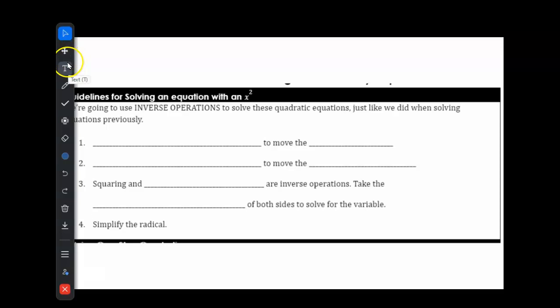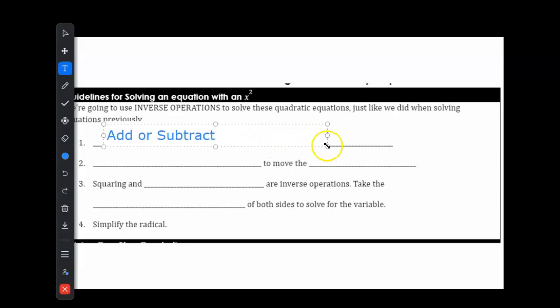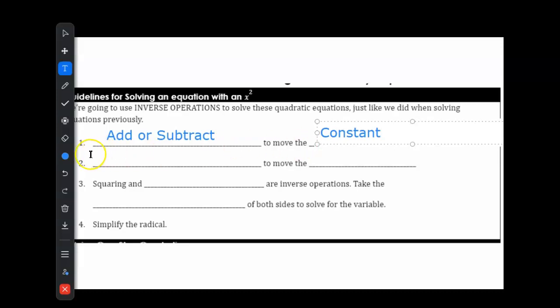So the first thing we're going to do is add or subtract to move the constant. Meaning, if they give us a plus 10, we're going to subtract 10. And if they give us, I don't know, add 8, we're going to subtract 8. If they give us minus 8, we'll add 8. All the normal stuff we always do.